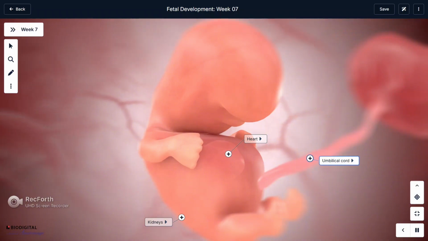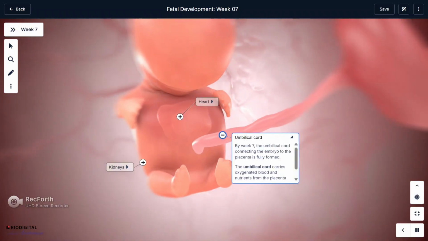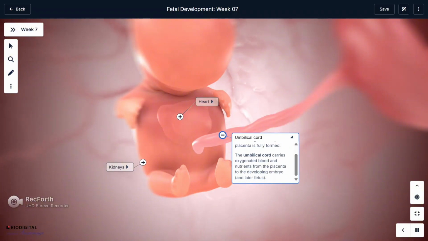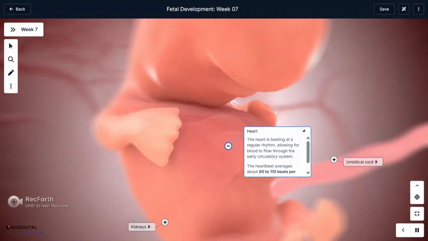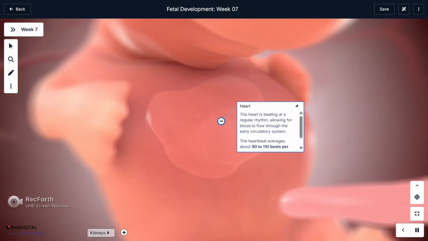And for week 7 of its development, the umbilical cord connecting the embryo to the placenta is fully formed, and the umbilical cord carries oxygenated blood and nutrients from the placenta to the developing embryo and later on to be called as fetus. The heart is beating at a regular rhythm, allowing for blood to flow through the early circulatory system. The heartbeat averages about 90 to 110 beats per minute and can likely be detected by an ultrasound.